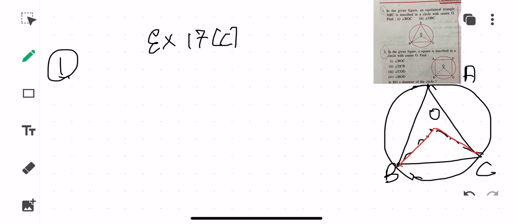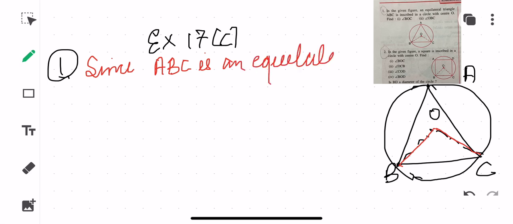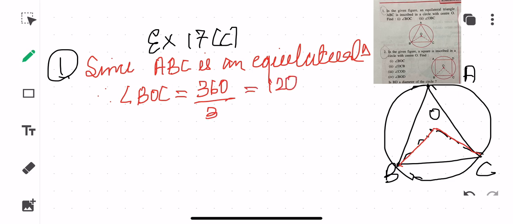So if you remember, in the explanation part I had told you that whenever a regular polygon is inscribed in a circle, then it subtends an angle at the center whose measure is equal to how much? 360 degrees divided by n. So what you will be writing: since ABC is an equilateral triangle, therefore measure of angle BOC will be equal to 360 degrees divided by 3, that will be equal to 120 degrees. Even if you are writing this much, it does not require any further explanation.